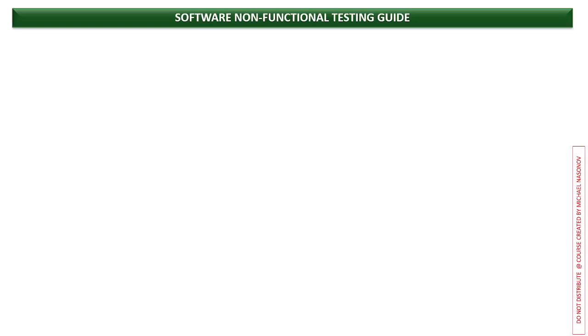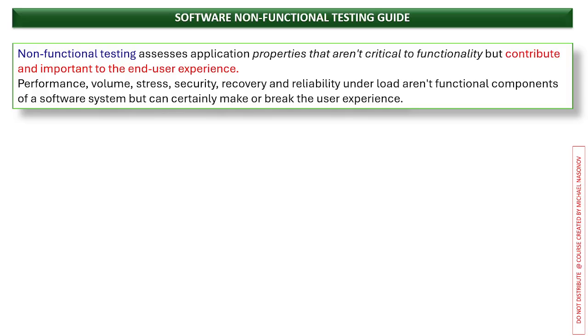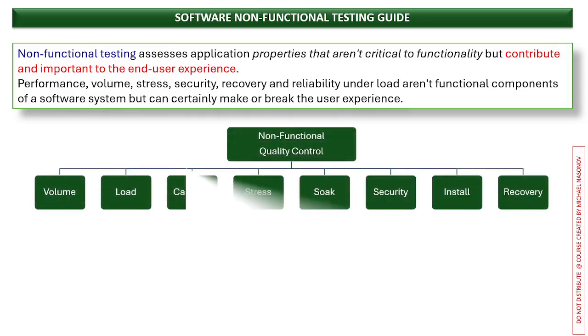Let's start with the so-called software non-functional testing guide. Non-functional testing assesses application properties that aren't critical to functionality, but contribute and are important to the end user experience. Performance, volume, stress, security, recovery, and reliability under load aren't functional components of a software system, but can certainly make or break the actual user experience.